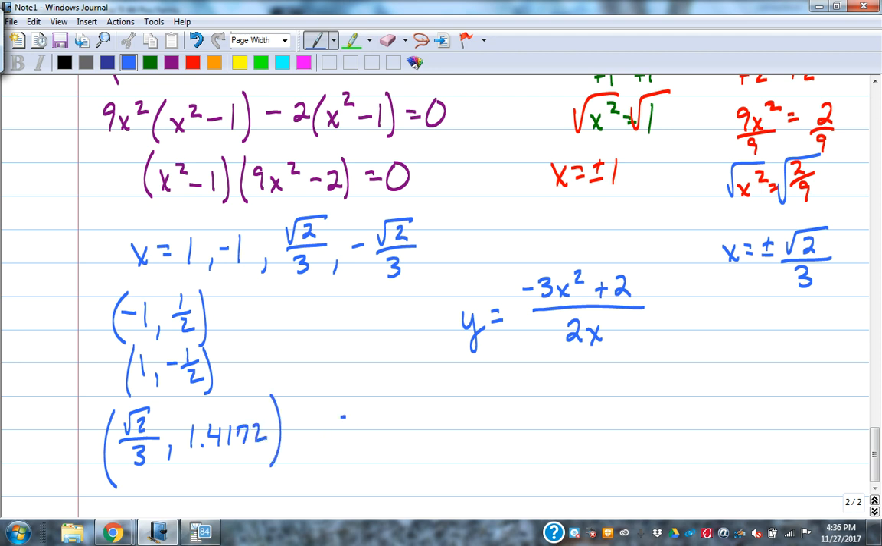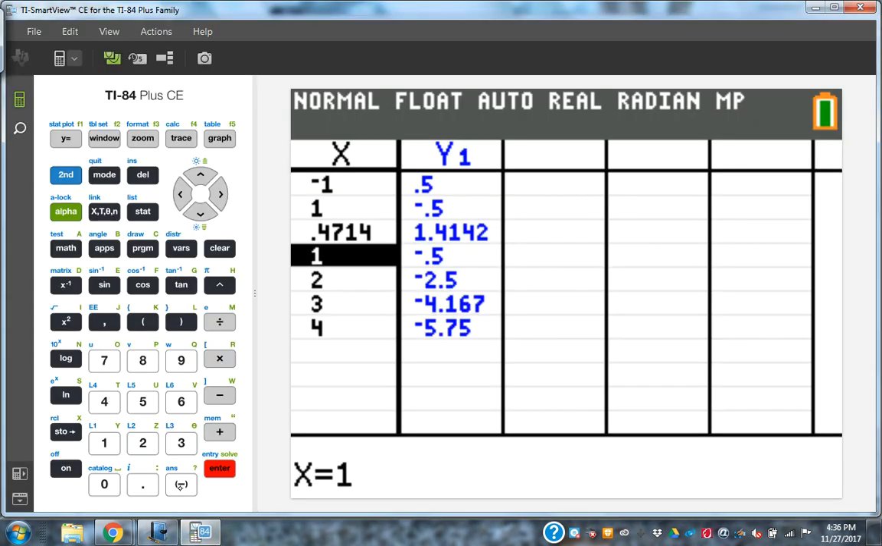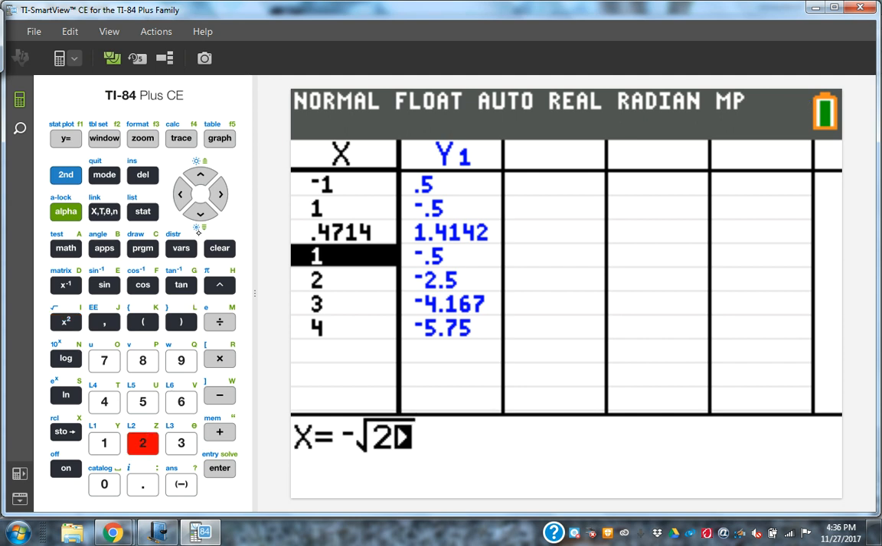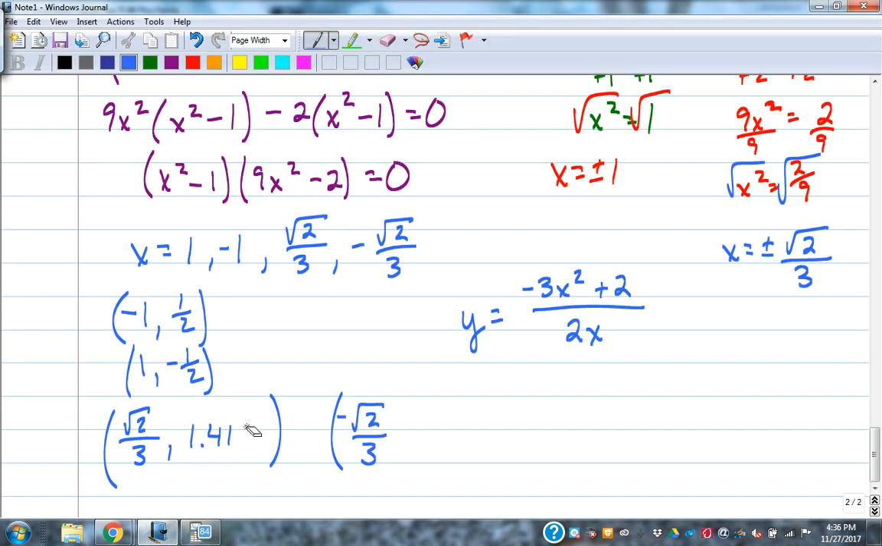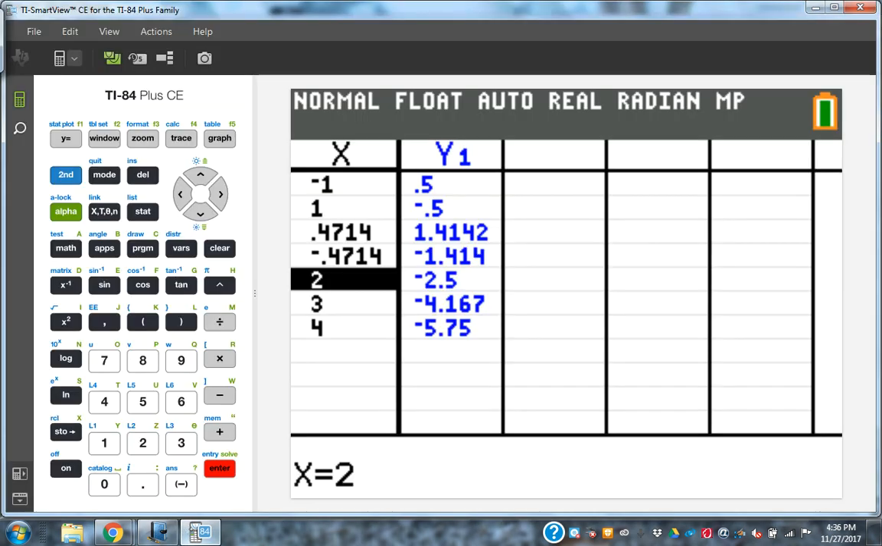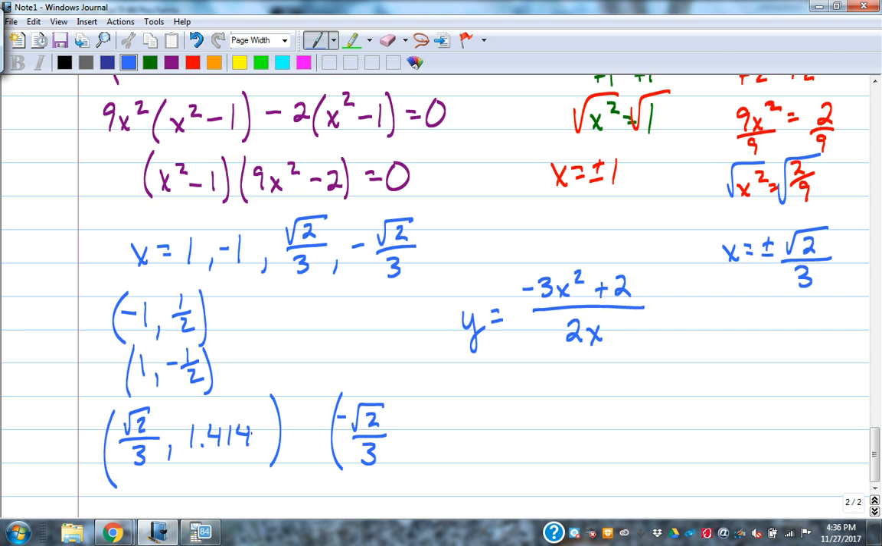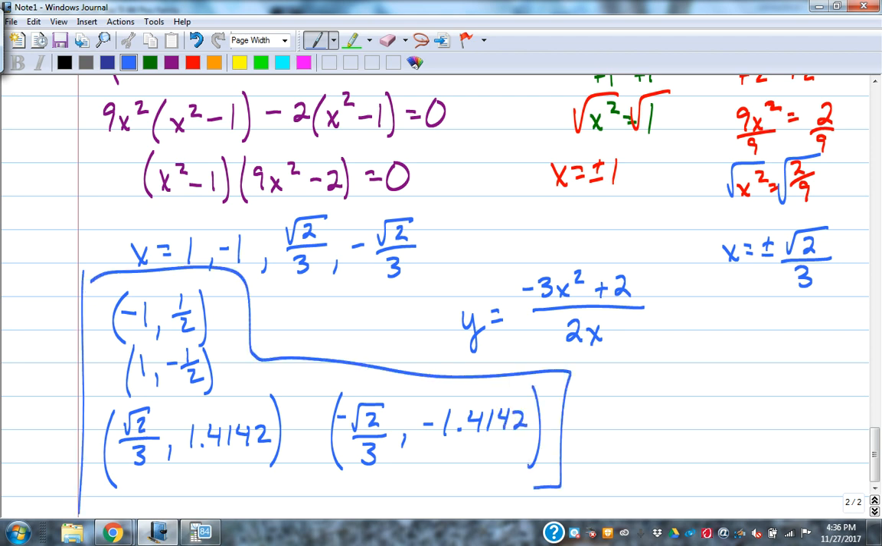And then the negative square root of 2 over 3, negative square root of 2 over 3, negative, I don't want to put 72, that's just a 2 there. It was a 4, 2, that's what it was. There was a number there. And that's just the negative side of that, 1.4143. And those are the solutions for that system.